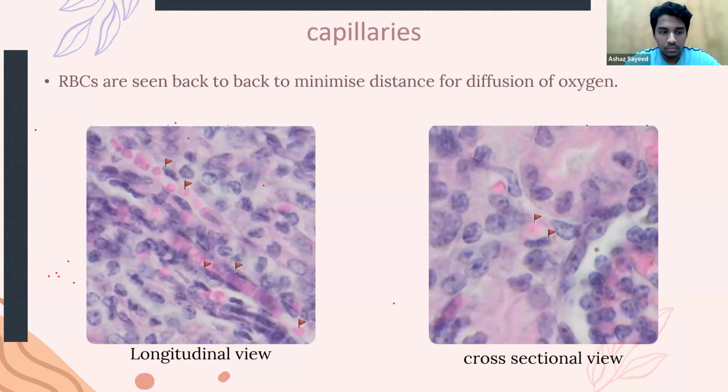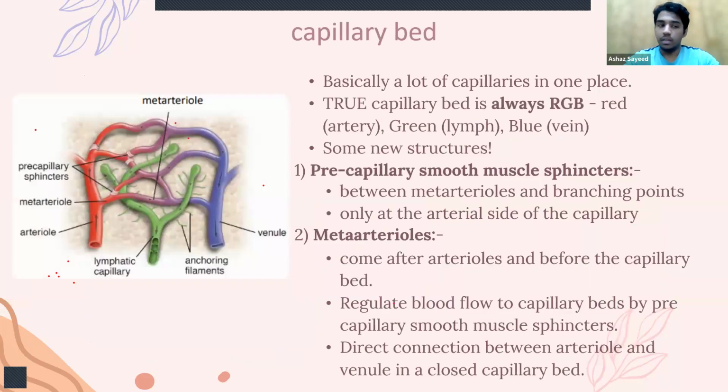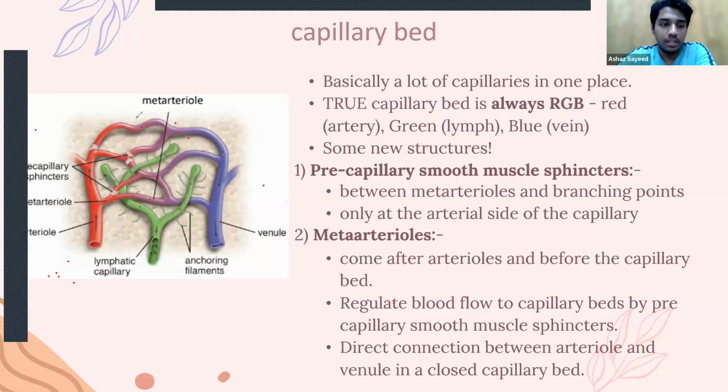Next one, capillary bed. This is when you have a lot of capillaries in one place, and a true capillary bed is always RGB. It's a mnemonic for you guys, because people who use laptops and play video games a lot know RGB. It's on color. R is red, which represents arteries. G is green, which represents lymph, and B is blue, which represents vein. Second, look at the diagram here. This side is the artery side, that's red. This is blue, and this right here is green for the lymphatics.